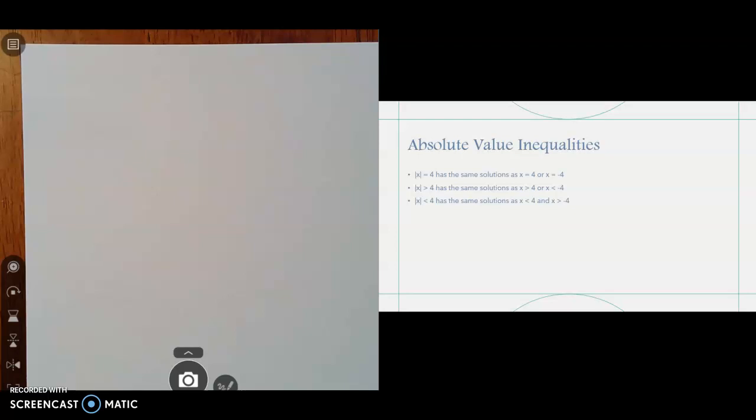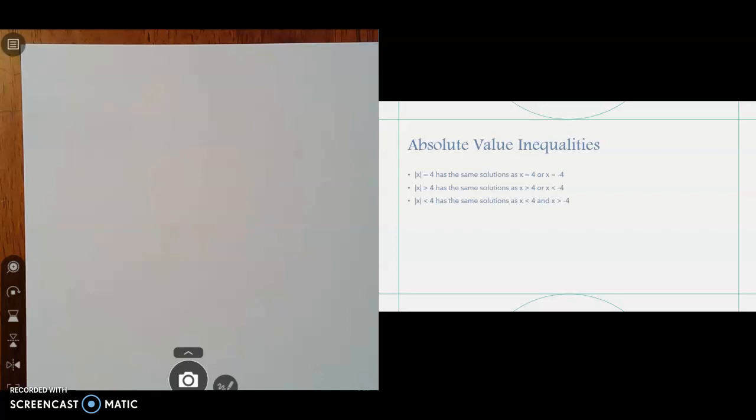Welcome back to section 8.3. We just finished talking about absolute value equations. Now I'd like to transition into absolute value inequalities. So we talked about the equations. Like if you have the absolute value of x equals 4, you've got two options. X could either be 4 or negative 4. But let's talk about those inequalities.